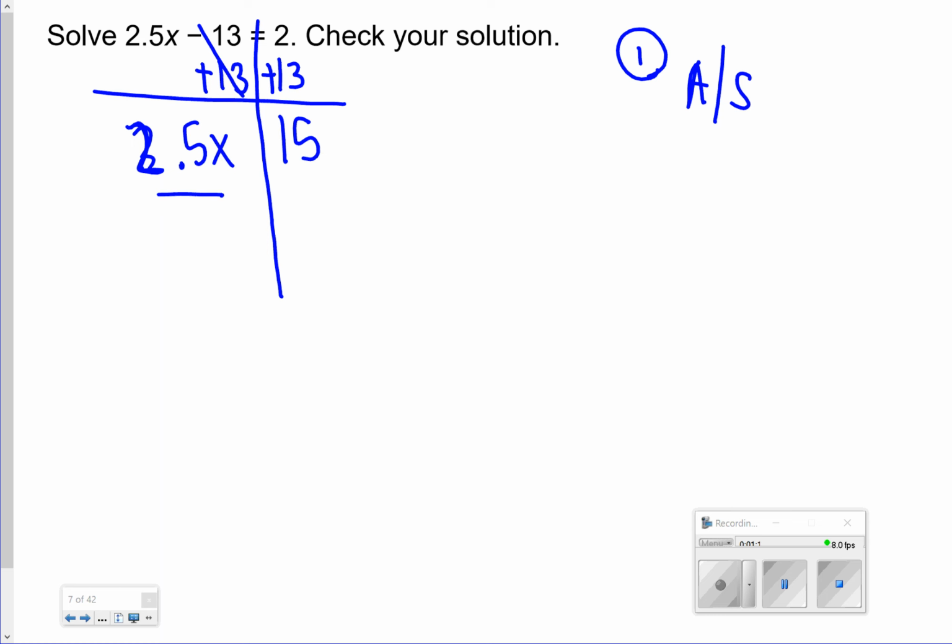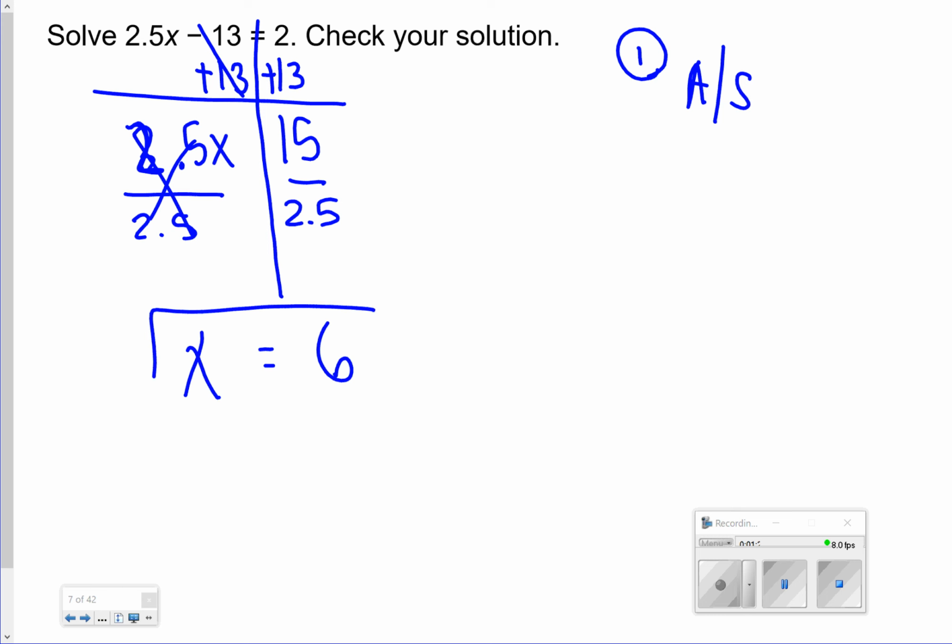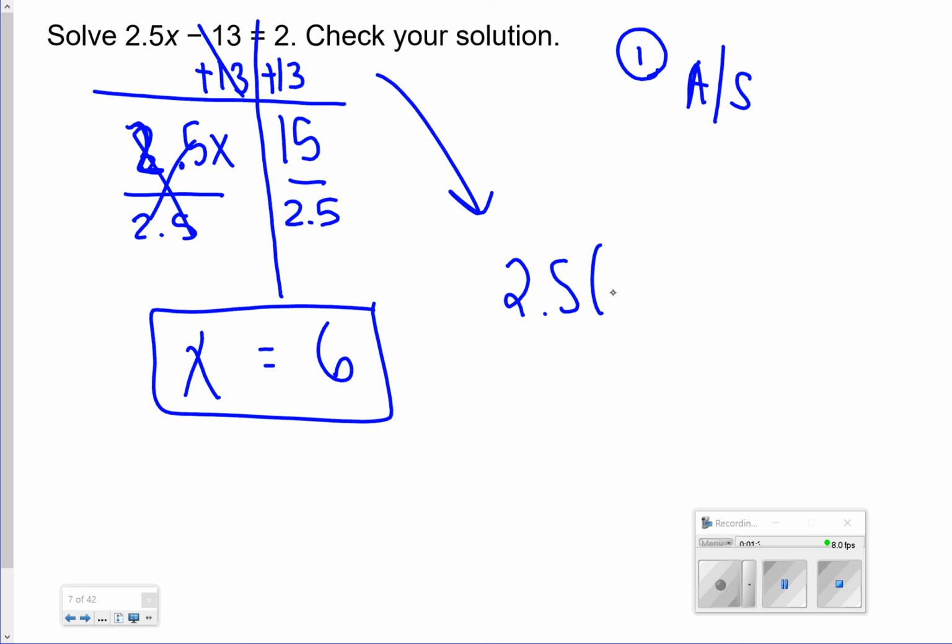And then the last step I'm going to do is divide because I see multiplication. These 2.5s are going to cancel out, so all I have left on the left side is x, and then 15 divided by 2.5 will give me 6. So x is equal to 6 would be the answer. Remember, you can go back and check your solution. 2.5 times 6 minus 13 is equal to 2.